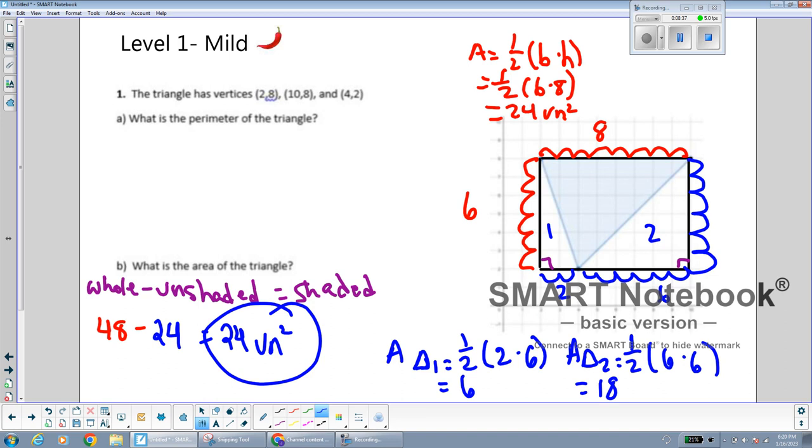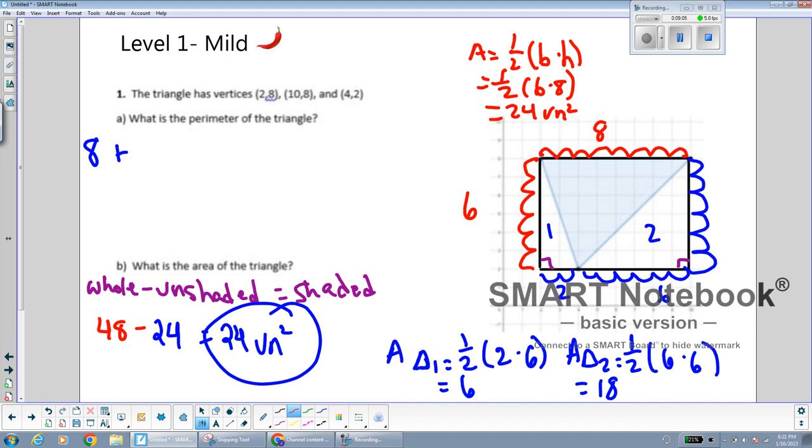Just to talk about the perimeter. Perimeter is just the length of all of the sides of the shape added together. So we know that this side of the triangle, the base, the flat side, is 8. But the other two sides of the triangle are slanted lines. So we are going to have to use the distance formula to find the length. So let me see what this is.